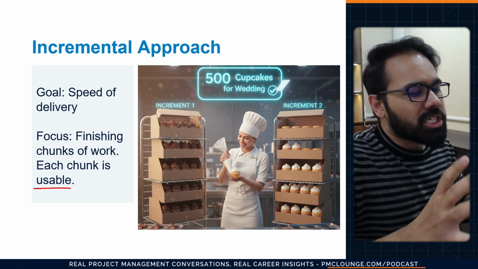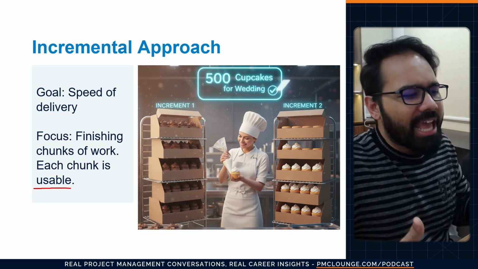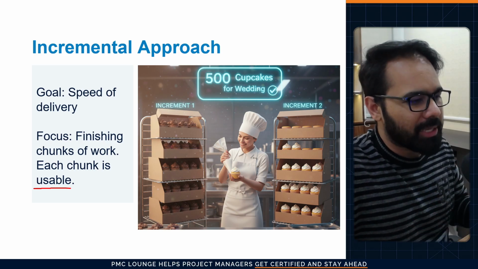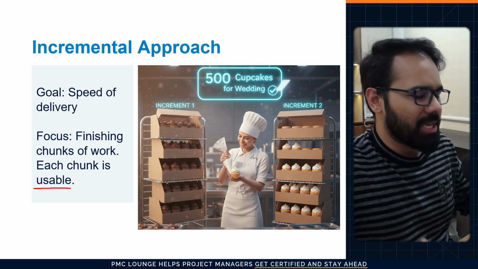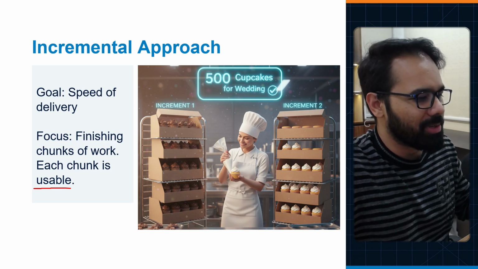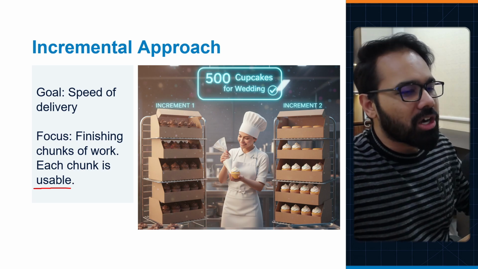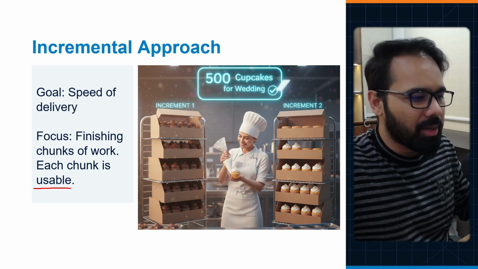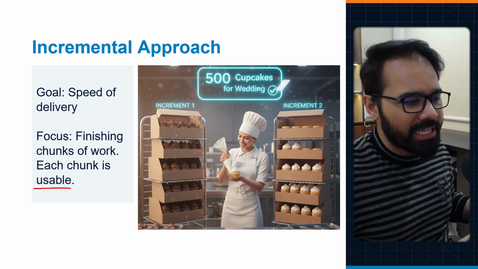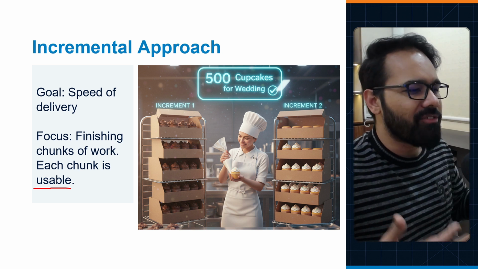That's the first increment. The customer, which is the venue here, now has something usable to start with. They have 100 chocolate cupcakes in their hands, and that is the first increment, which is 100% usable. Now, the baker starts on the next 100 cupcakes, which are vanilla ones. And the goal here is to ship 100 vanilla cupcakes also by 5 p.m.